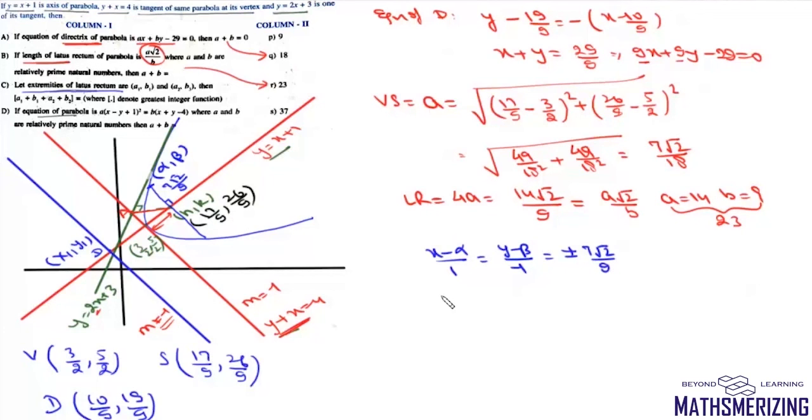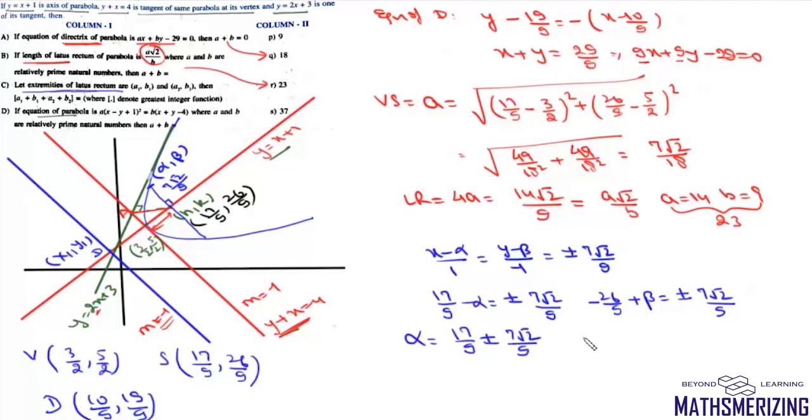Now x here is 17 by 9. So we can write 17 by 9 minus alpha equals plus minus 7 root 2 by 9. And this is 26 by 9 minus 26 by 9 plus beta, and this is plus minus 7 root 2 by 9. So here alpha is 17 by 9 plus minus 7 root 2 by 9, and beta is 26 by 9 plus minus 7 root 2 by 9.